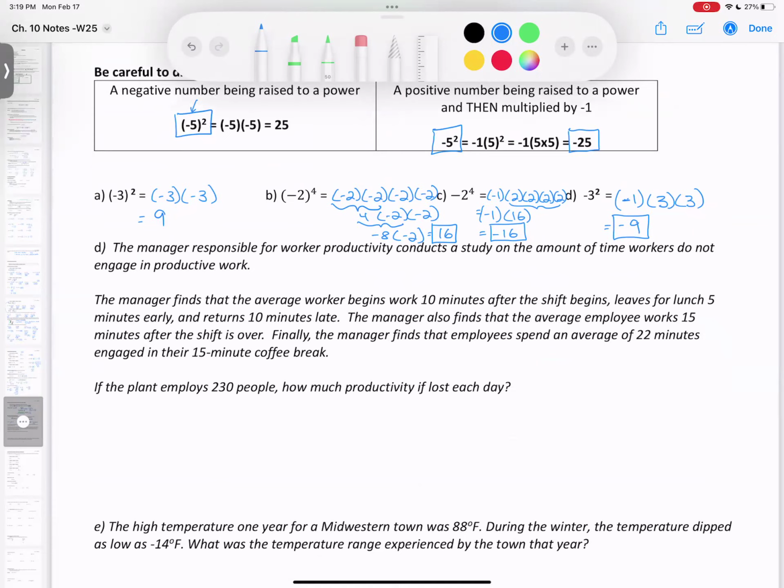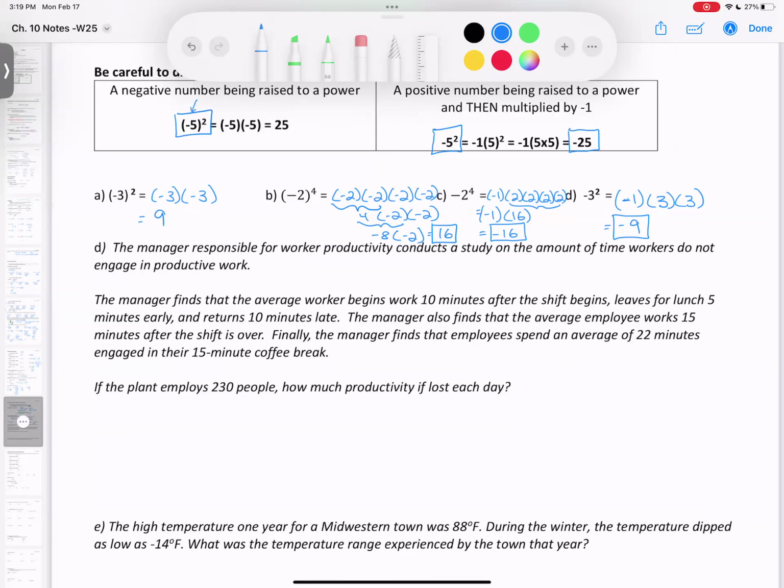But the average employee also works 15 minutes after the shift is over. And employees spend an average of 22 minutes engaged on their 15-minute coffee break. So they're overextending their coffee break a little bit. Okay, so if the plant employs 230 people, how much productivity is lost each day?